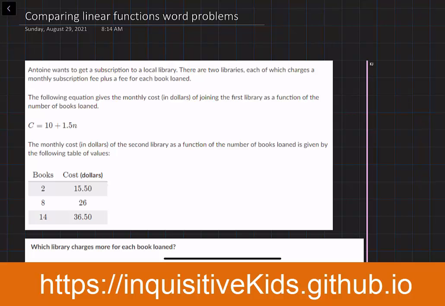Antoine wants to get a subscription to a local library. There are two libraries, each of which charges a monthly subscription fee plus a fee for each book loaned. The first equation gives the monthly cost in dollars of joining the first library as a function of the number of books loaned. The monthly cost in dollars of the second library as a function of the number of books loaned is given by the following table of values.